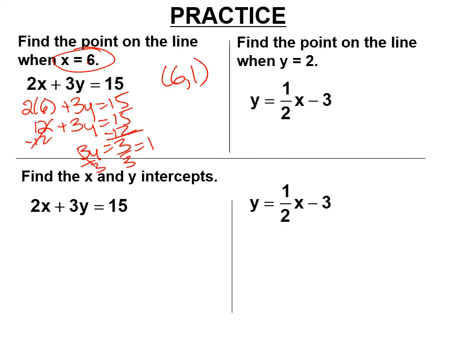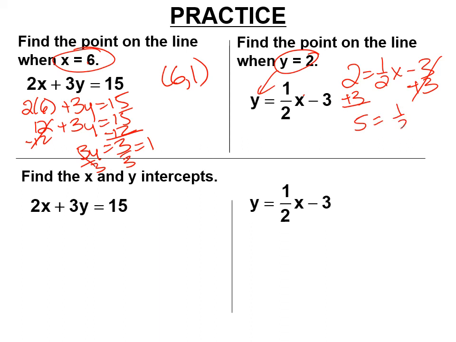So here we're going to put 2 where y is, right? That's y equals 2. So you put 2 equals 1/2 x minus 3. We're solving that. We're adding 3 to both sides. 5 equals 1/2 x. We're going to multiply both sides by the reciprocal. And 10 equals x. What is that? That means there's this point. x is 10, y is 2, is on that line.